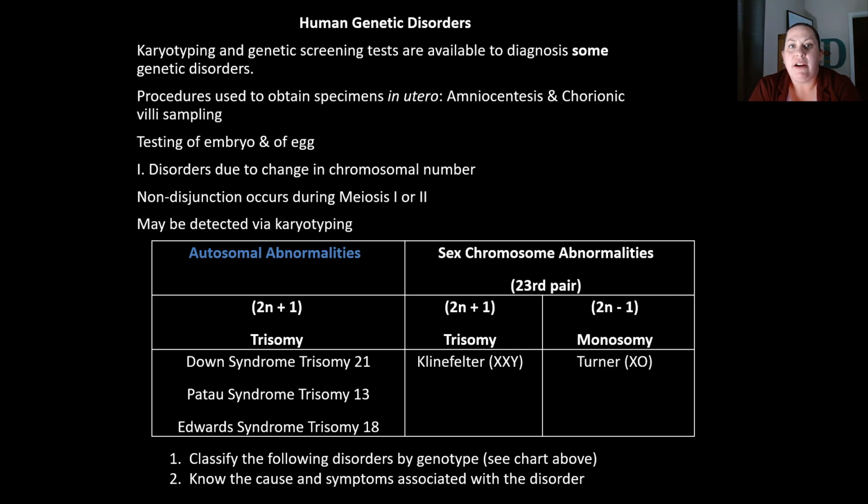So we talked about how karyotyping is where we could map out the chromosomes. We also see genetic screening tests are available to help diagnose some genetic disorders, and karyotyping is one of those tests. The procedures used to obtain a specimen to do these tests, especially when the child is in utero, is going to be an amniocentesis or a chorionic villi sampling.